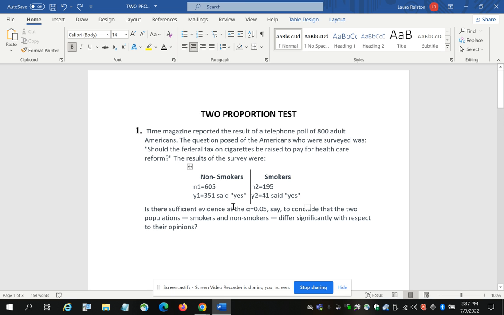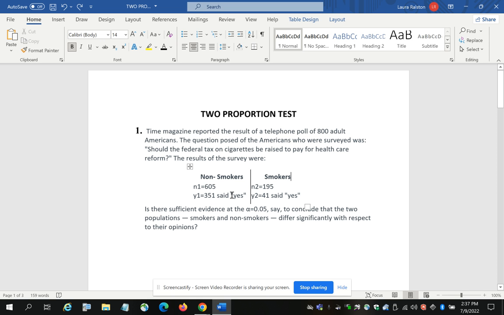So that's one clue that we're doing a two proportion test, or it could be a two mean test, is that you have two groups and you want to compare the groups. And the two groups come from the same population. You have them divided by some particular characteristic. This one is smokers and non-smokers.